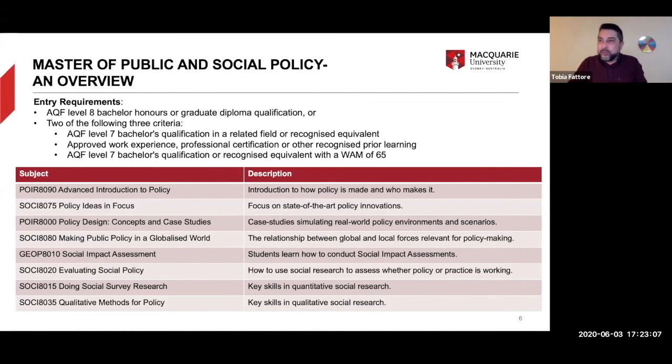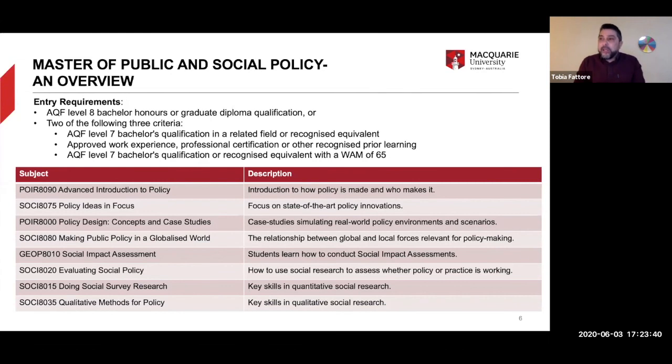So let me briefly go through the units so that you get a sense of what you'll study in the degree. Okay, so Advanced Introduction to Policy essentially focuses on how policy is made and who makes it. So it introduces students to the policy process, the role of the state and other social actors that influence policy, who fight over policy or who might collaborate in policy making. So it's an advanced introduction.